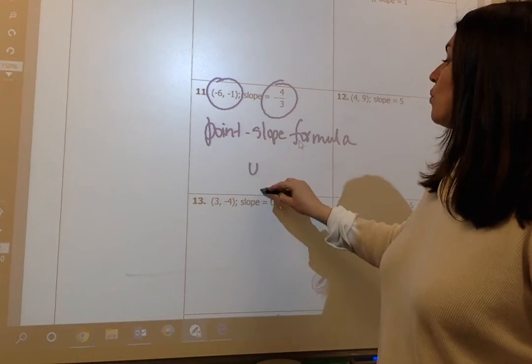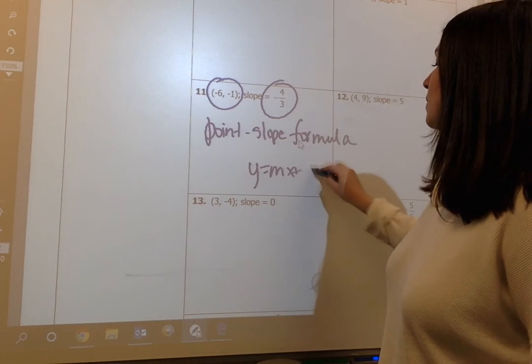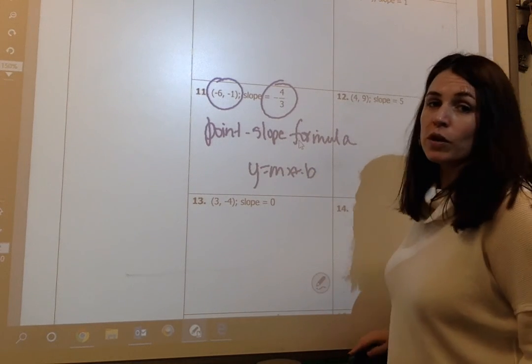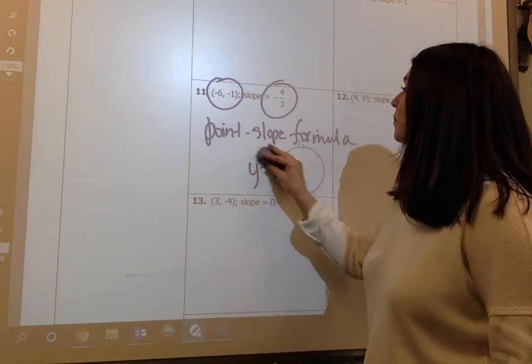Or you could just use what you're used to, y equals mx plus b. Either one of these will get you to that place where you need to be, where it's y equals mx plus b. Okay?